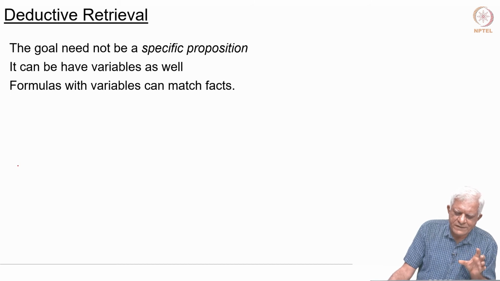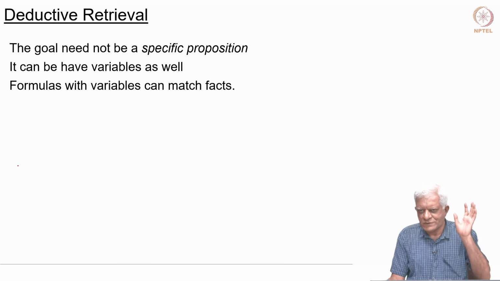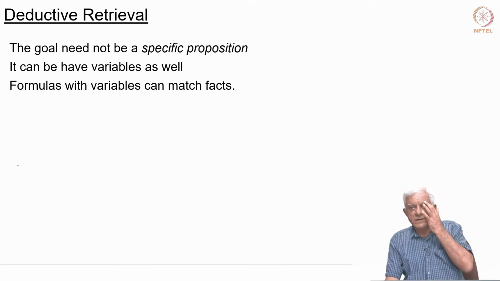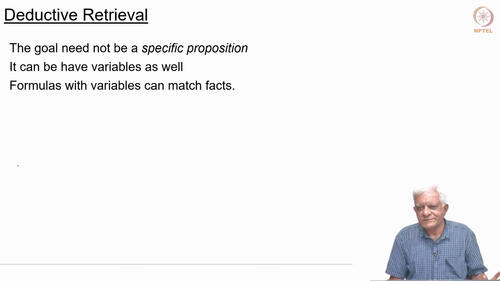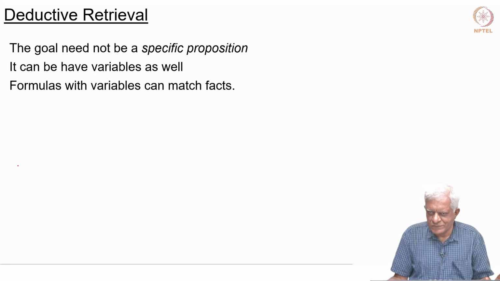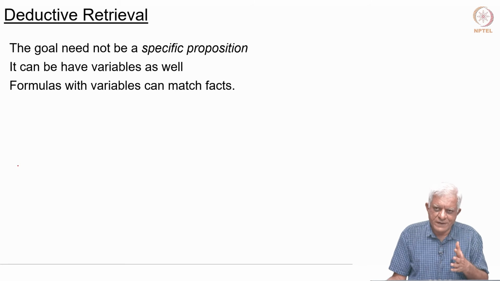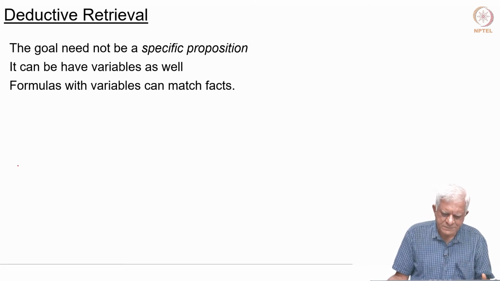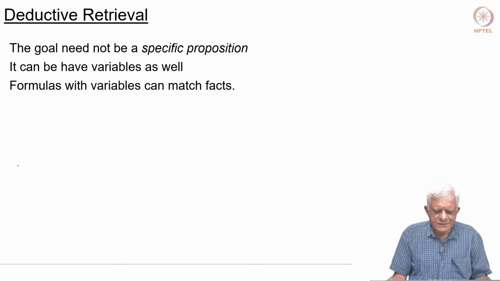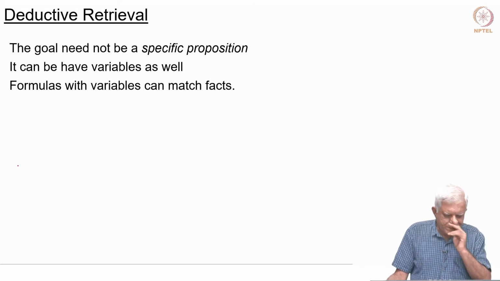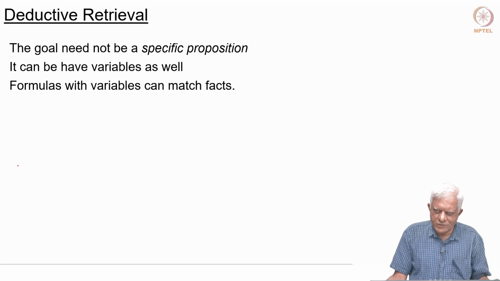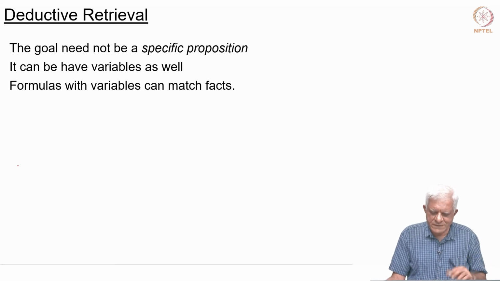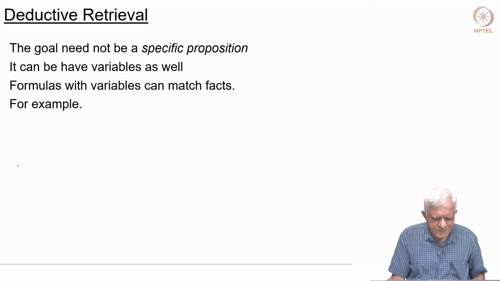So, when we say retrieval, we mean that the goal need not be a specific proposition. Do not just show that Q of A is true. I can ask, is there something, some Q of X which is true? So, that makes it a general query. You are allowed to make such general queries in deductive retrieval, and that is quite an interesting feature. So, you can have variables in your queries, and formulas with variables can obviously match facts.